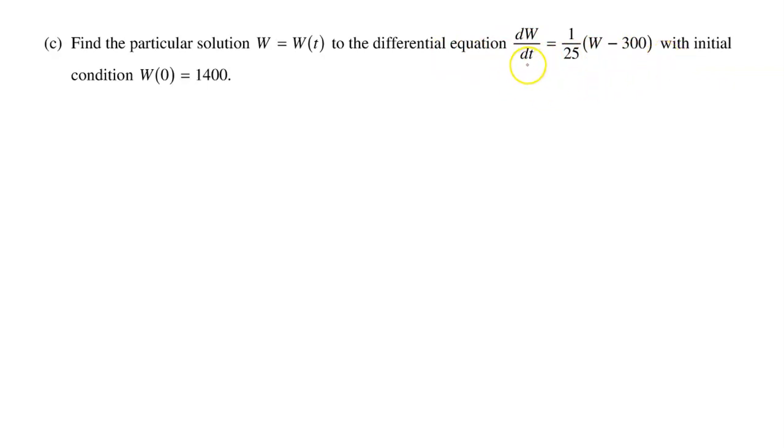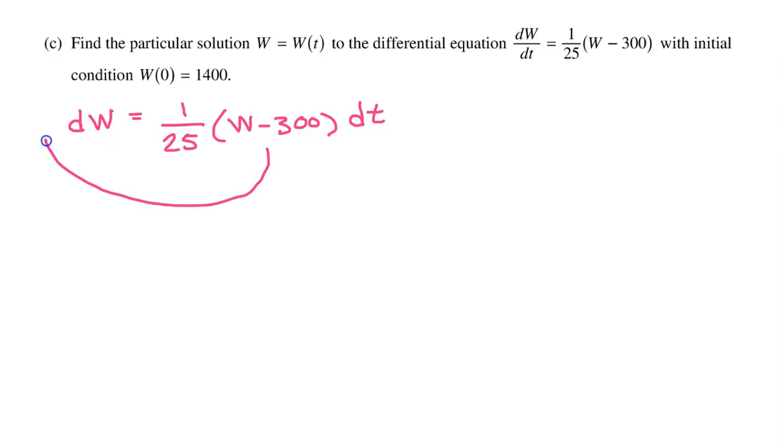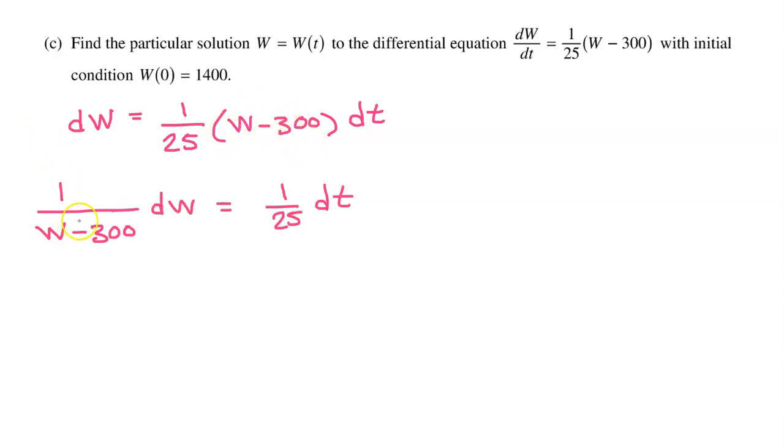To begin, let's move this dt to the right-hand side by multiplying both sides of the equation by dt. So now we have this, and all the t's are on the right. We want all of the W's on the left, so let's move the W minus 300 over to the left by dividing both sides of the equation by W minus 300. Now that we have all the W's on the left and the t's on the right, we can integrate both sides of the equation.